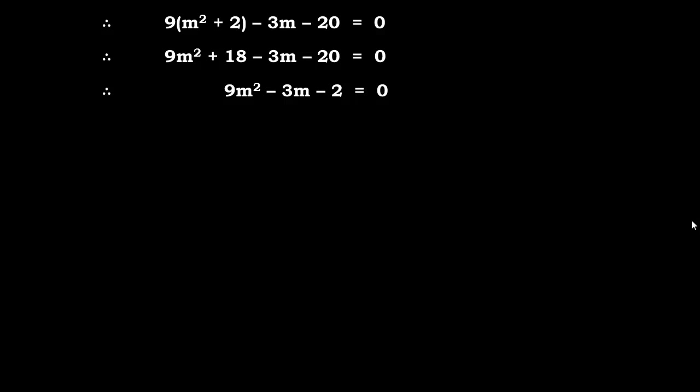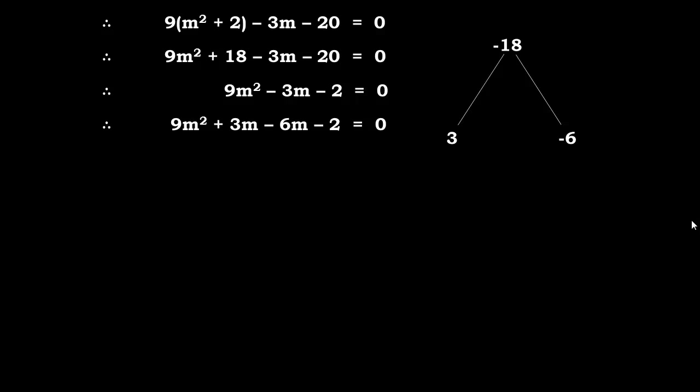Now 9 2s are 18, minus 18. You have to factorize so that the subtraction will be minus 3. Very simple, 6 3s are 18. See the sign, we require minus 3. So 6 will become minus and 3 will become plus. So you can write the middle term as 9m square plus 3m minus 6m minus 2 is equal to 0.